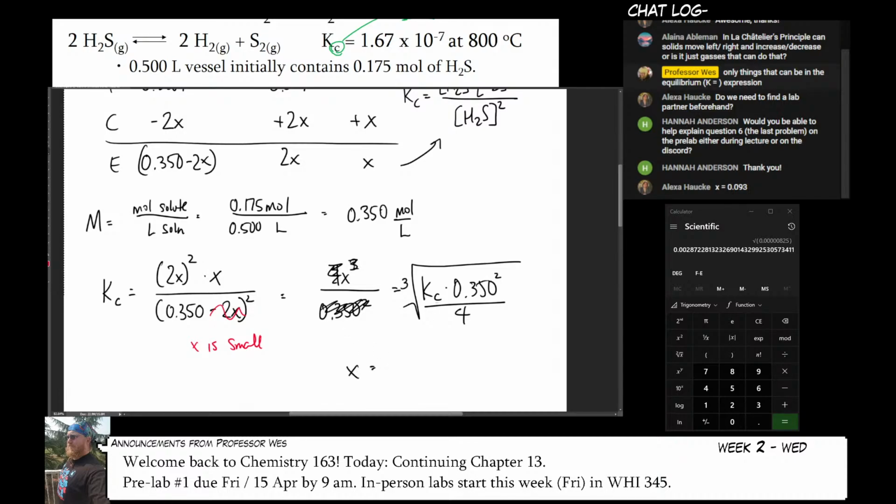And so we can type that all in the calculator now. We don't even need Wolfram Alpha. Or I could minimize the calculator and it could just go away. That also works. So Kc was 1.67 times 10 to the negative 7 times 0.350 squared divided by 4. And I'm going to raise all of that to the power of 1 over 3 for a cube root. And that's what I get for x, 0.00172.